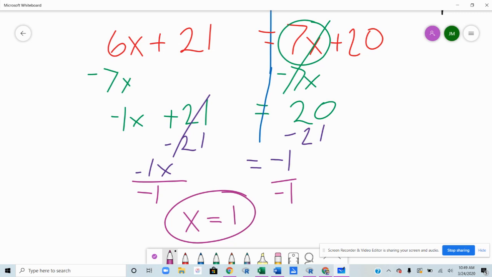Okay. At this point, you can pause the video, you can stop and try the IXLs. I'm going to go through one more example in case you need it.